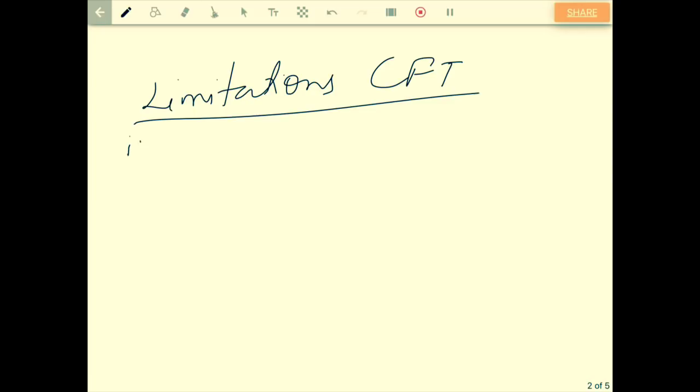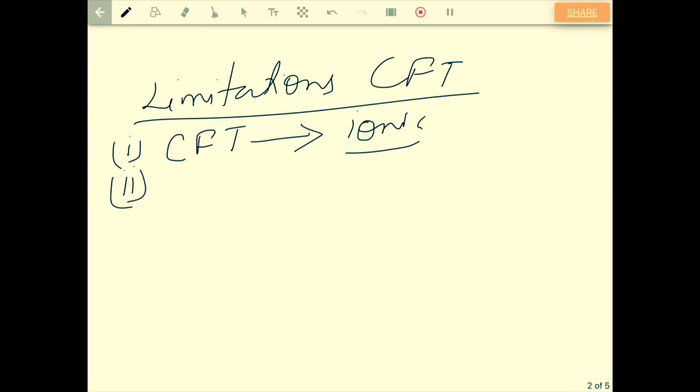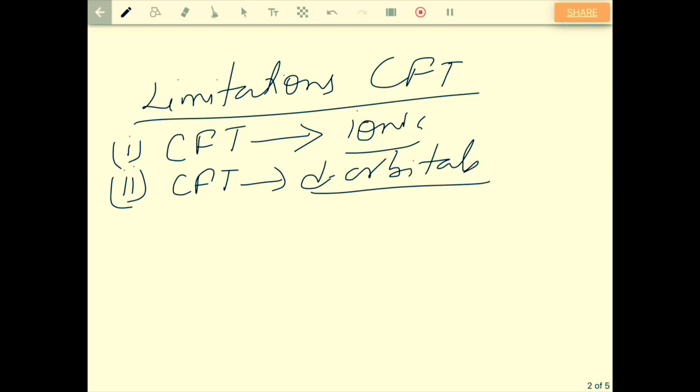The limitations of CFT: first of all, according to CFT, the nature of metal ligand bonding is purely ionic, while according to Fajans' rule, no bonding can be purely ionic or purely covalent. So this is the reason for the failure of CFT. Second, CFT considered only d orbitals participating in metal ligand bonding, but there are other orbitals like s, p, f which are not considered in the bonding according to CFT. So this is another limitation of CFT.